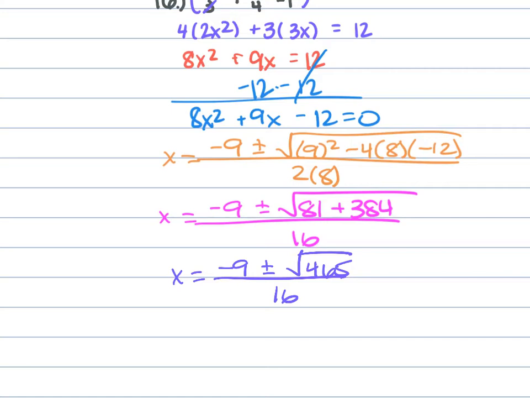From here, I have the square root of 465, which does not come out evenly, so I'm going to divide this by 5. And I get 93. Then 93 is 3 and 31. So this does not simplify any further. So our answer is just what we have here, that negative 9 plus or minus the square root of 465 all over 16.